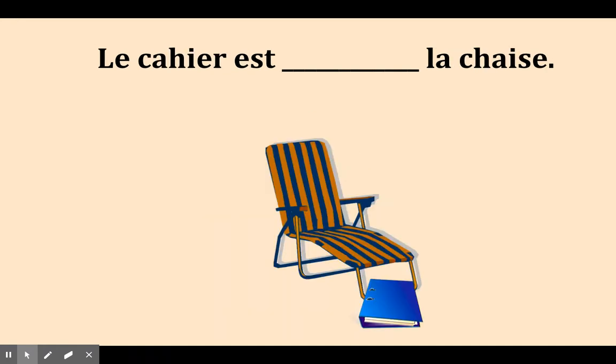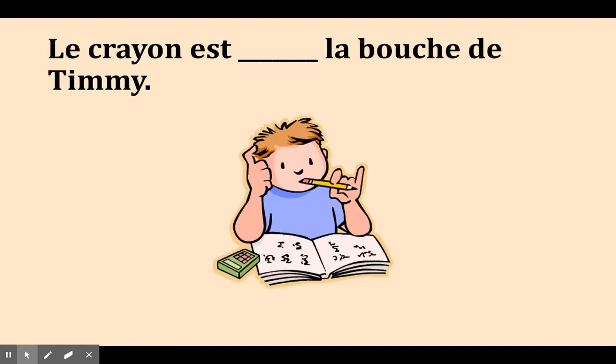Le cahier est in front of. Le cahier est devant la chaise. Le crayon est, oh no, he's eating his pencil. Le crayon est dans la bouche de Timmy. Right, it's in his mouth.